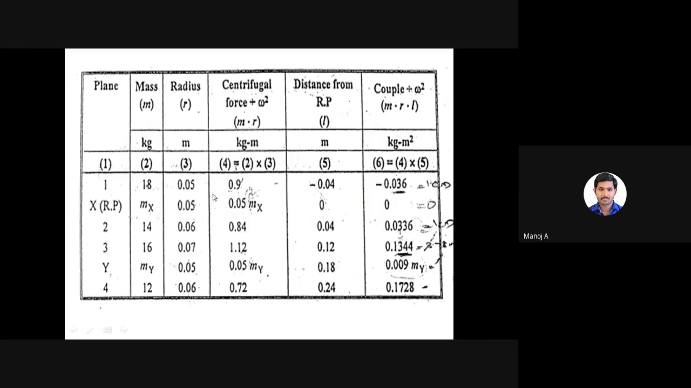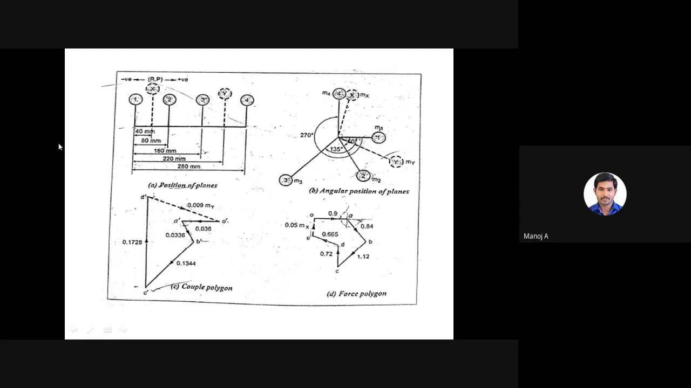The radius is given, and mass, and we know that the centrifugal force is proportional to mass into radius. So you will get this, including mx and my, and also the distance from the reference plane. So how will you find that? You take x as the reference plane. So in this diagram, from this, the left side direction is negative, and the right side direction is positive. So x from 1 is 40 millimeters, so you take it as 0.04 meter.